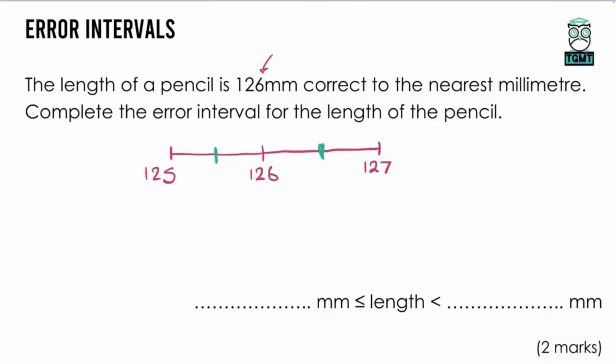Now in between 125 and 126 is 125.5. And in between 126 and 127 is 126.5. So they are the bounds that we're going to put on the left and right within our error interval. So we're just going to put the 125.5 on the left and 126.5 on the right, and there's our error interval.